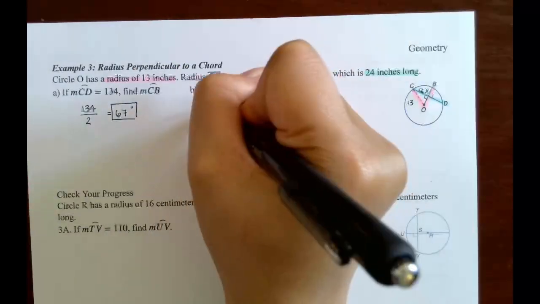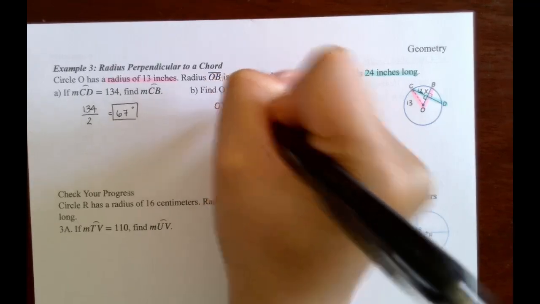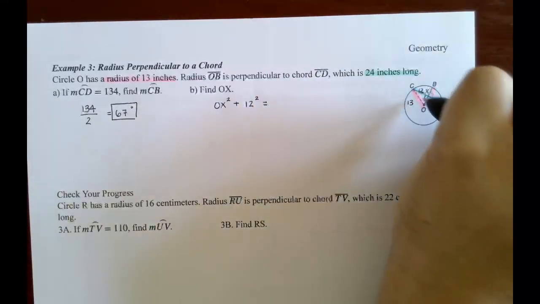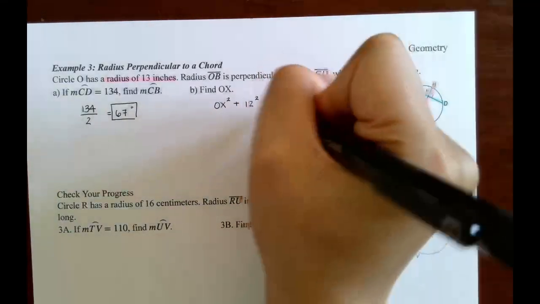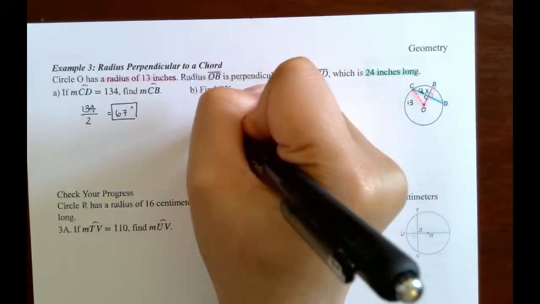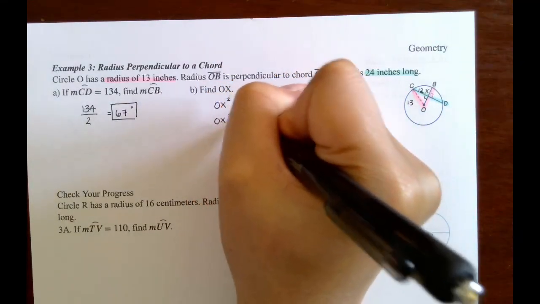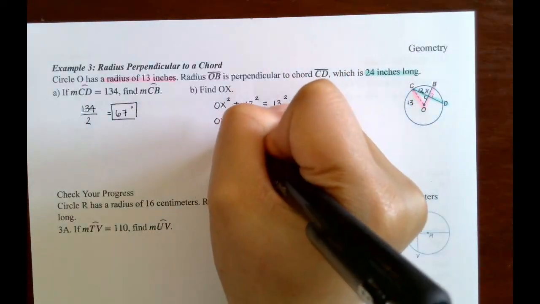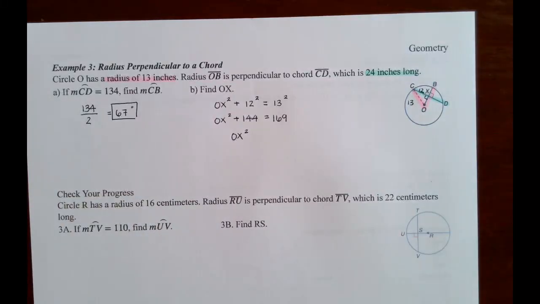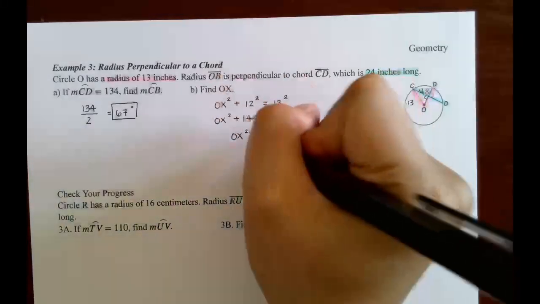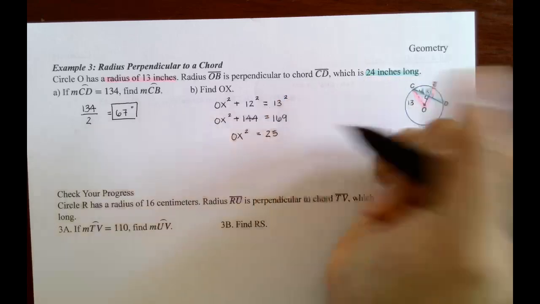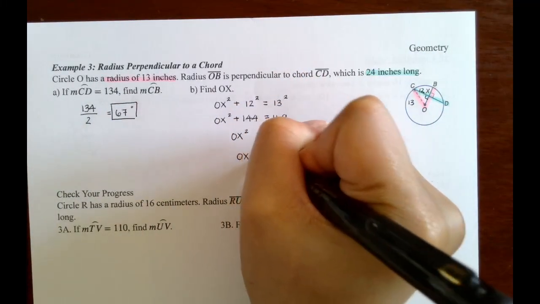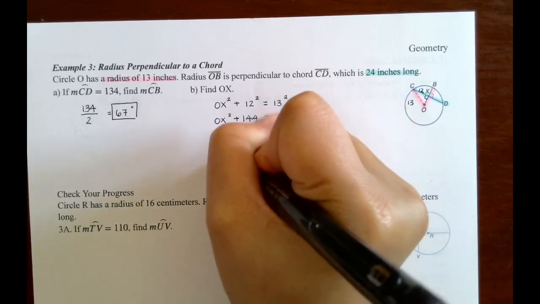Right? So it would be OX squared plus our other leg, 12, squared equals our hypotenuse here, which in this case is the radius. Okay? So 12 squared is 144, 13 squared is 169. If we subtract 144 on both sides, that gives us 25, so OX squared is 25. Get rid of the square by square rooting it, and so OX equals 5 inches. And there you go.